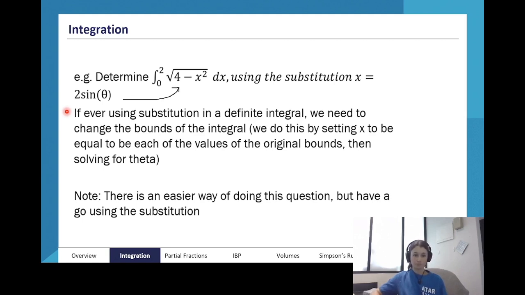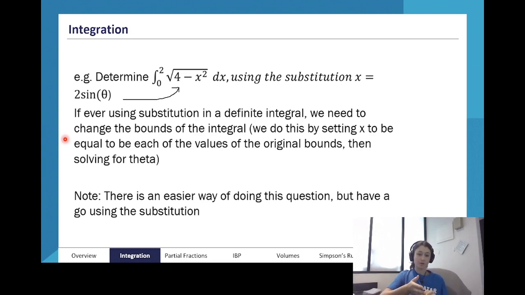If we are ever using substitution in a definite integral, we need to change the bounds of the integral. We do this by setting x to be equal to each of the values of the original bounds, then solving for theta. We'll get into how this is done on the next slide.